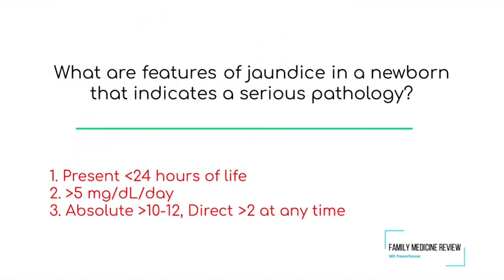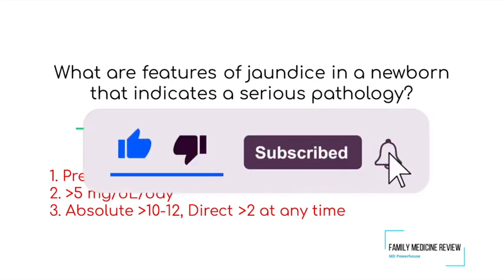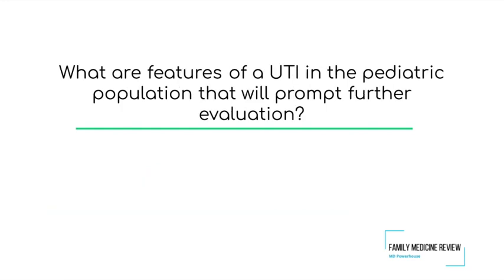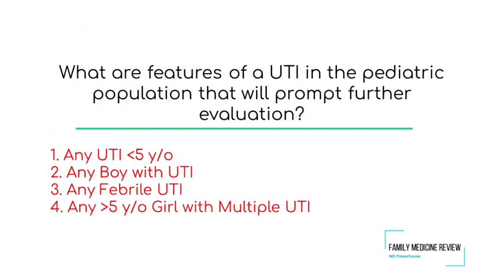And instead of reading off a bunch of different parameters, I suggest that you pause the video right here and read it through and try to remember it, because this is a topic that loves to be tested by examiners. What are features of a UTI in the pediatric population that will prompt further evaluation? Any UTI in a patient less than 5 years old, any boy with a UTI, any febrile UTI, any girl greater than 5 with multiple UTIs.